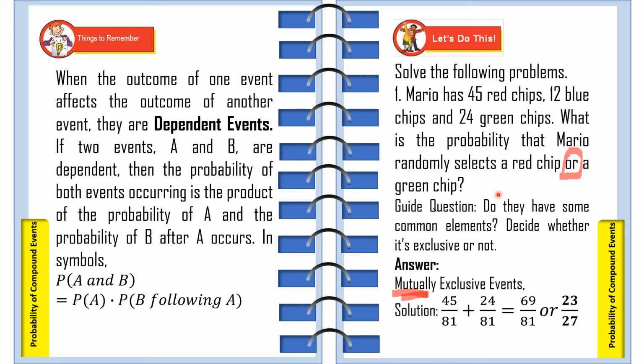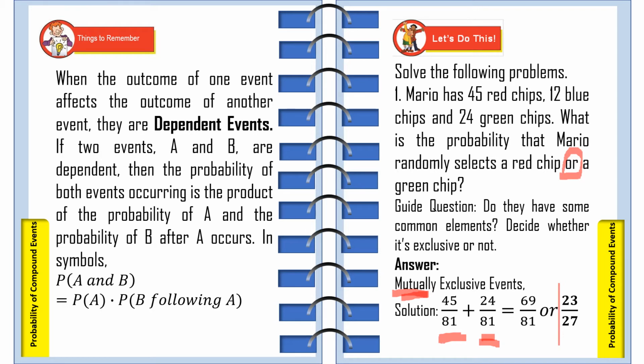Now, paano natin isosolve? So, again, you just get the probability of the two events and then you just add. So, probability of getting a red chip is 45 over the total number of chips, i-add lang natin, 45 plus 12 plus 24, that is 81. And then, plus probability of getting a green chip. Ilan ba yung green chips natin dito? 24 divided by total number of chips, which is 81. And then, addition of similar fractions. So, napakadali. We just add the numerator. 45 plus 24 is 69 over 81.